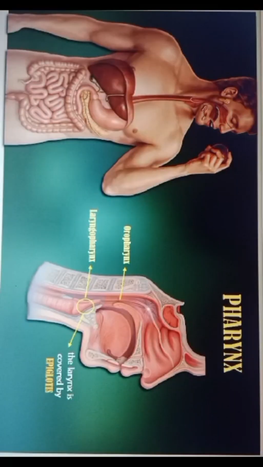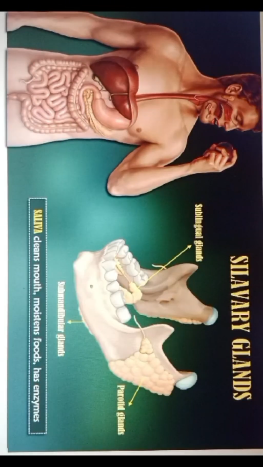Next is the pharynx. In the pharynx, food moves through the oropharynx to the laryngopharynx. The epiglottis covers the larynx to prevent food from entering the airway. Next to the pharynx are the salivary glands. Salivary glands are exocrine glands in the mouth and throat that produce 0.5 to 1.5 liters of saliva daily, facilitating digestion, lubrication, and oral protection. They include three major paired glands, which are the parotid, submandibular, and sublingual, and hundreds of minor glands. Saliva aids in tasting, swallowing, and reducing infections.